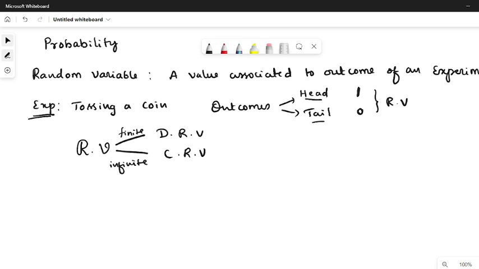For example, suppose we are tossing a fair coin, that is the experiment. Then there are only two outcomes: we get tail or we get head. Associate real numbers to these two outcomes. You can associate 1 to head and 0 to tail, or you can associate 0 to head and 1 to tail. The thing is, we need to associate real numbers to outcomes of an experiment. Then these 1 and 0 will be the random variables for this particular experiment. So, a random variable is mathematically a function that associates a real value to each of the outcomes of an experiment.